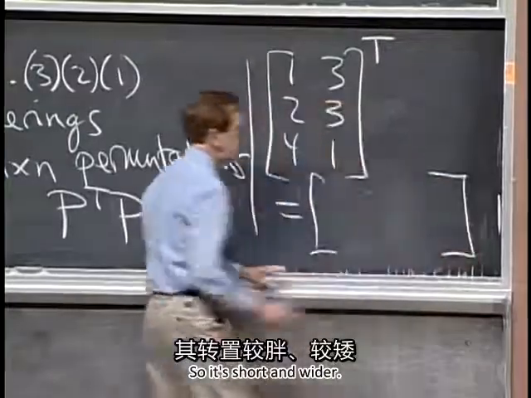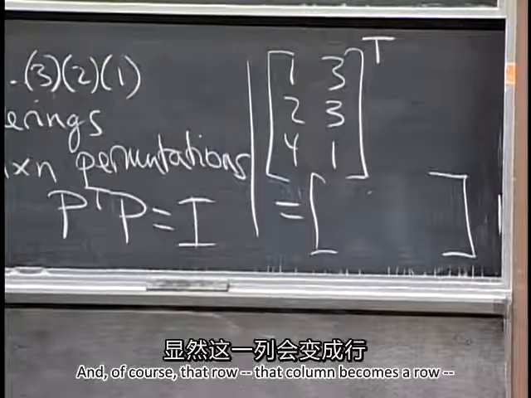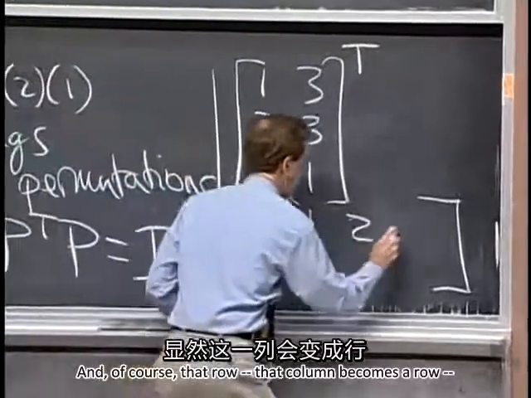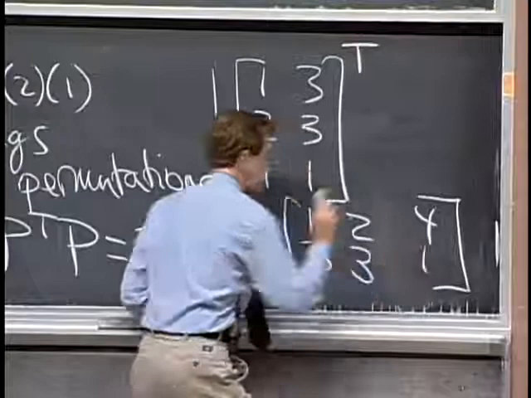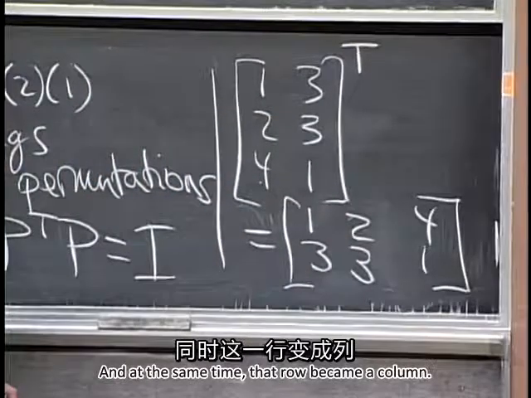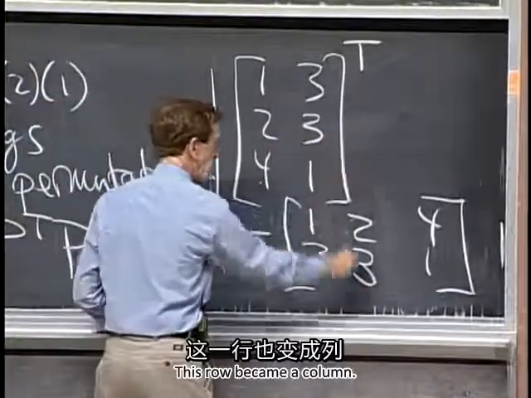So it's short and wider. And, of course, that column becomes a row. That column becomes the other row. And at the same time, that row became a column. This row became a column.